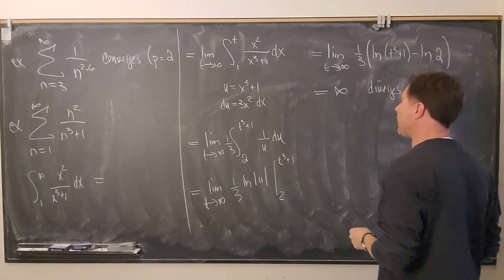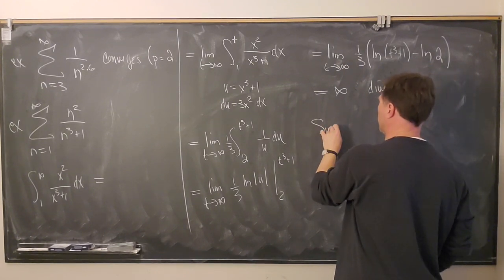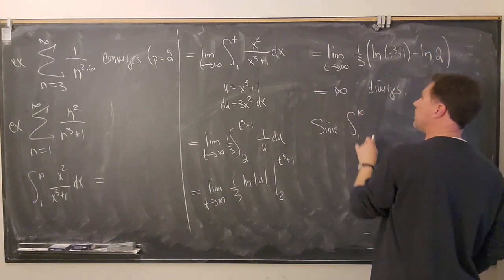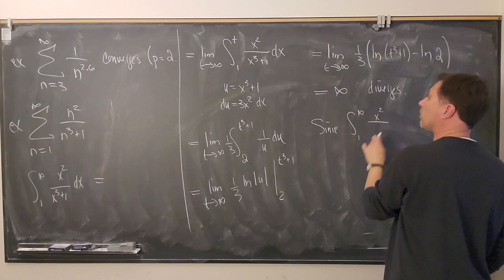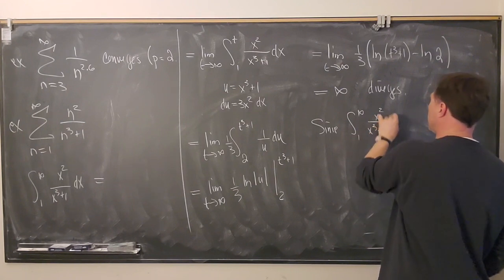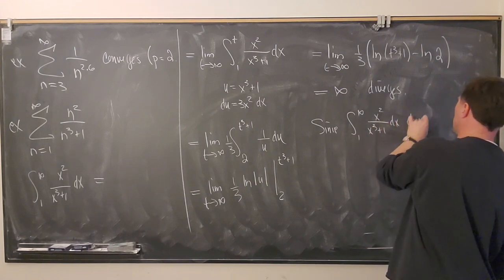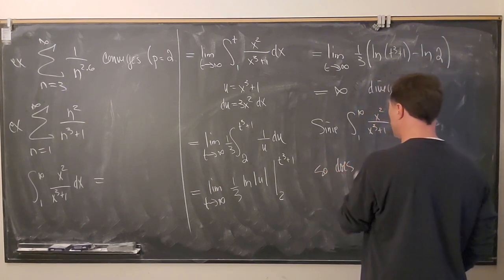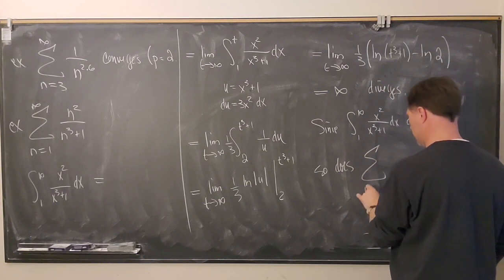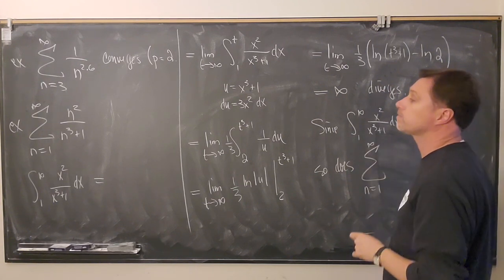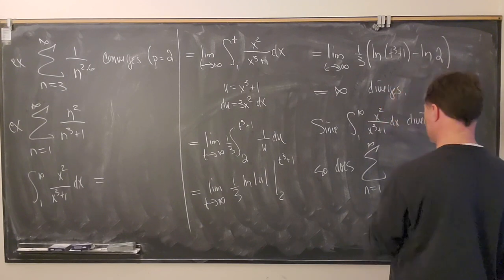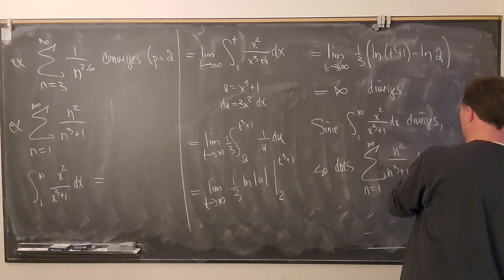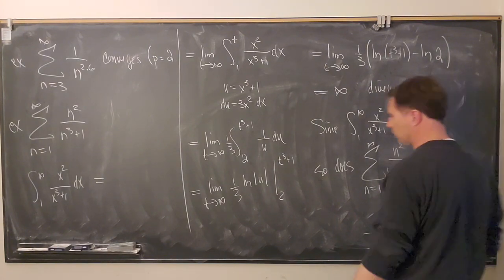And so what do we say then? Since the improper integral, the integral from 1 to infinity of x squared over x cubed plus 1 dx, diverges, so does the series, the sum n equals 1 to infinity of n squared over n cubed plus 1, by the integral test.